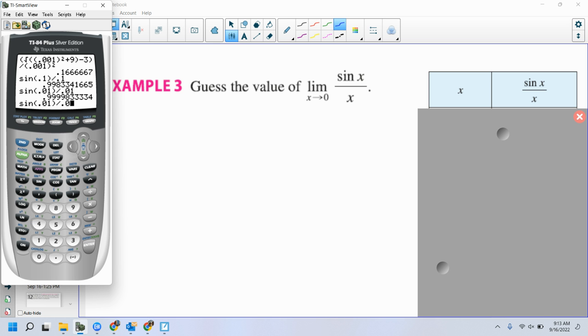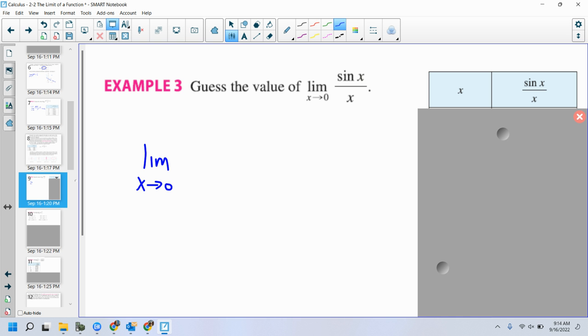Let's do that same value, but instead make it a negative. Insert a negative. What the heck happened? 0.01. Okay, good. Oh, look at that. Just like the one I had before, the negative and positive are evaluating to be the exact same thing, aren't they? So what can you say the limit as x goes to 0 of sine x over x is? What do you think?